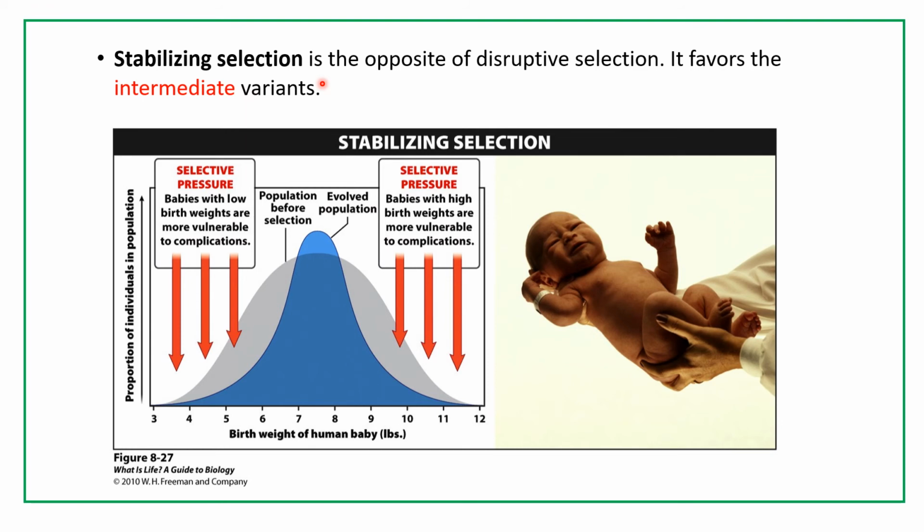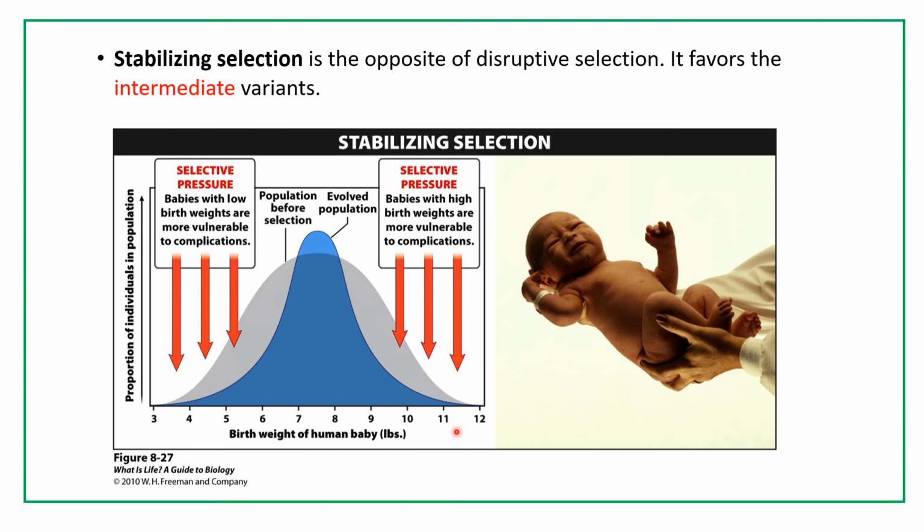Stabilizing selection is the opposite of disruptive selection. It favors the intermediate variants. An example is the birth weight of a human baby, and here it's shown in pounds, right? So let's imagine maybe 500 years ago, right? So human babies are born, some maybe 3-4 pounds, some are born 11-12 pounds. But when a baby is born that small, and remember, I'm talking about 500 years ago, right? When medicine was not that advanced yet. So these babies were very vulnerable to complications, and they maybe died, right?